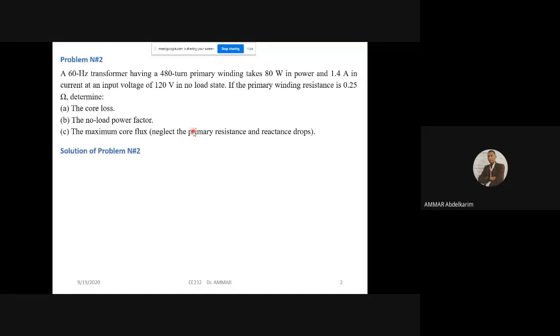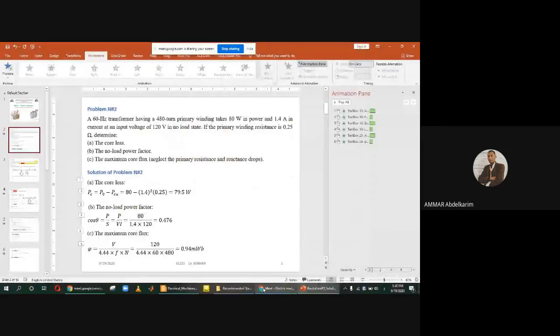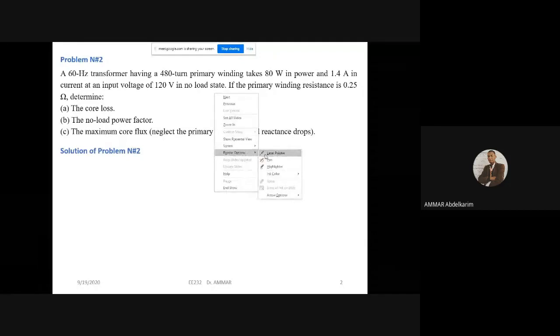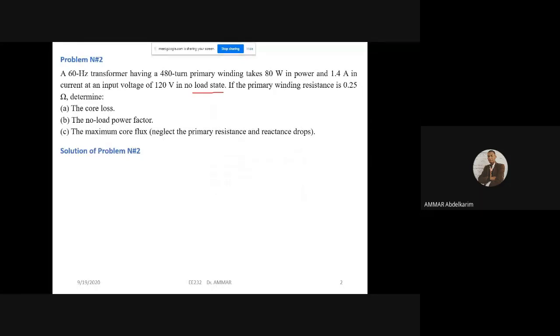One or two simple problems, then we go into more complicated problems that include many issues. Okay. Since we are in the no load state, we said in the transformer tests that in the open circuit test, or in no load states, all the power consumed by the transformer will be dissipated as core losses. So this is the power consumed by the transformer in this state.